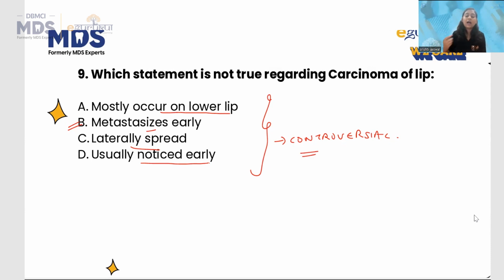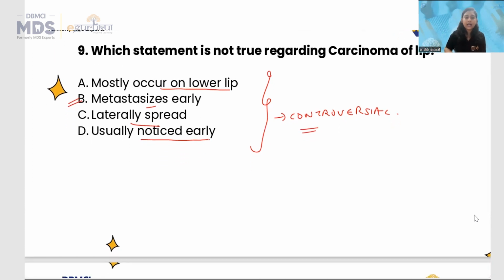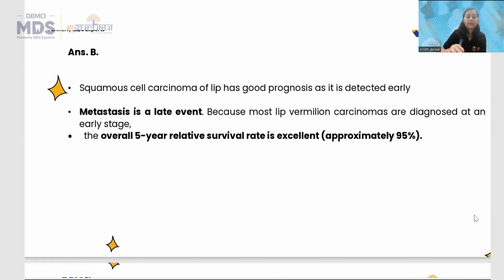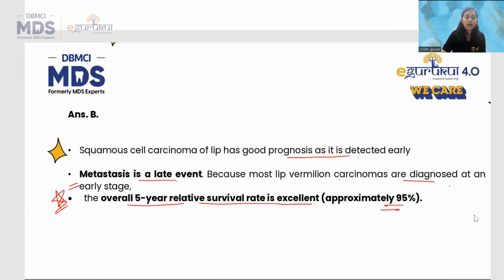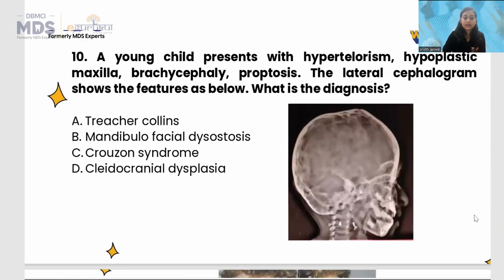Okay, so this is how we solve MCQs in this controversial type of questions. So here the answer is metastasizes early. So, squamous cell carcinoma of the lip has good prognosis as it is getting detected early. Metastasis is a late event because most lip vermilion carcinomas are diagnosed at an early stage. Now, here a very important MCQ question, that the overall 5-year relative survival rate here is excellent, that is approximately 95%. Okay, so answer here is metastasizes early.